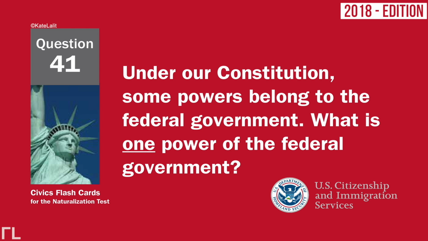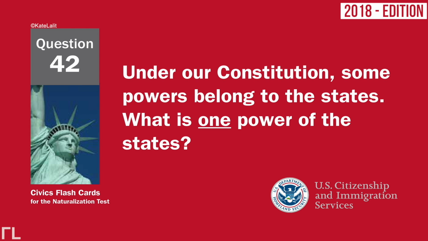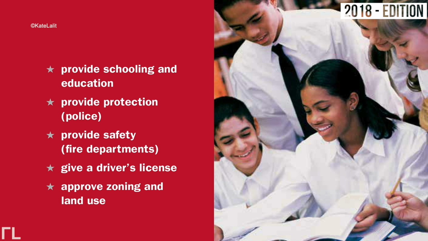Under our Constitution, some powers belong to the federal government. What is one power of the federal government? To print money. To declare war. To create an army. To make treaties. Under our Constitution, some powers belong to the states. What is one power of the states? Provide schooling and education. Provide protection. Police. Provide safety. Fire departments. Give a driver's license. Approve zoning and land use.